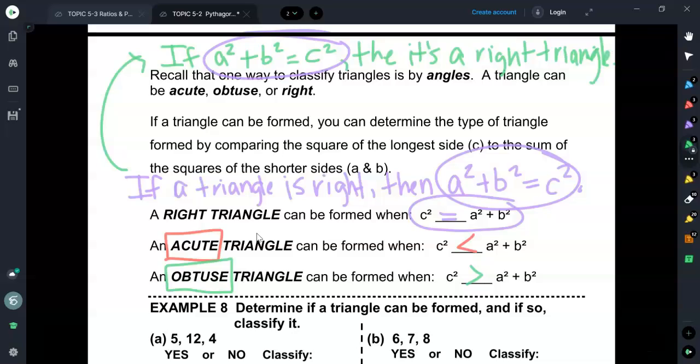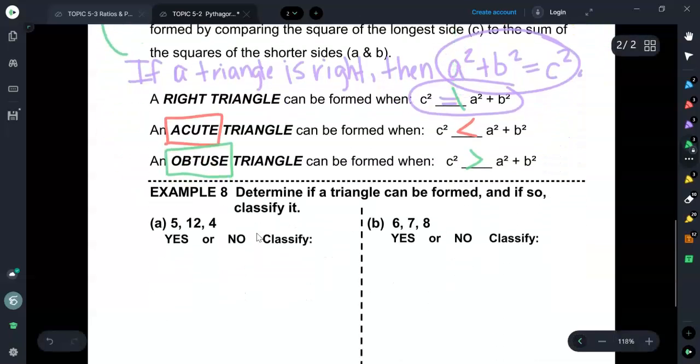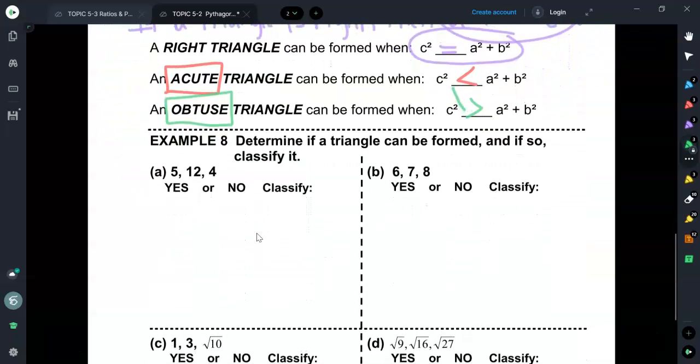So what we're doing is called the converse of the Pythagorean theorem. And it's called the converse for the reason that I just showed you. Because instead of us saying we know it's right, so a squared plus b squared equals c squared, we're going to have to determine first, is a squared plus b squared equal to c squared? Then it's a right triangle. So let's come down here and apply these properties and see if we can figure this out.